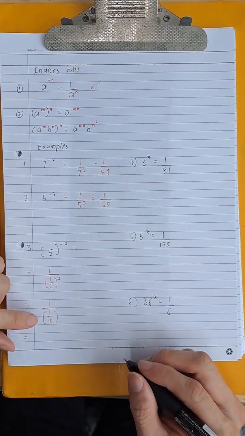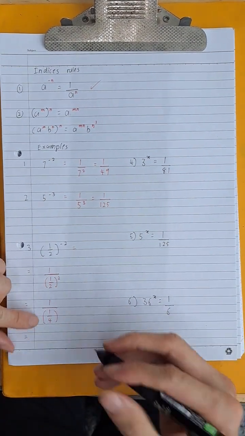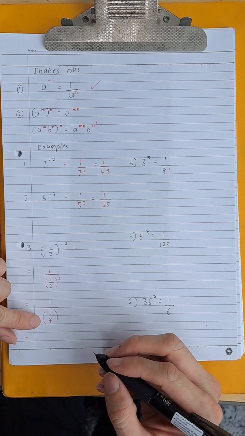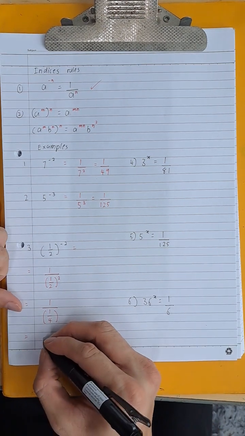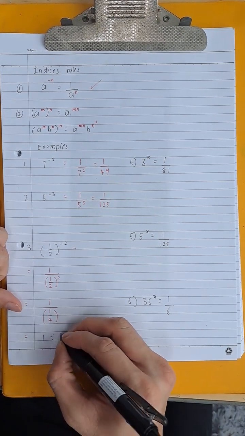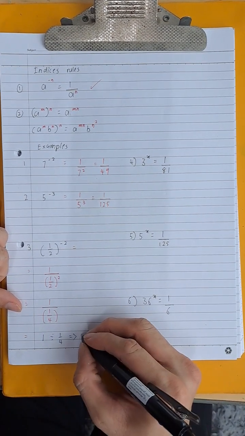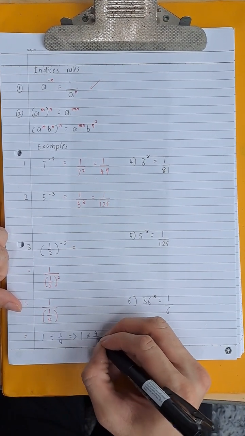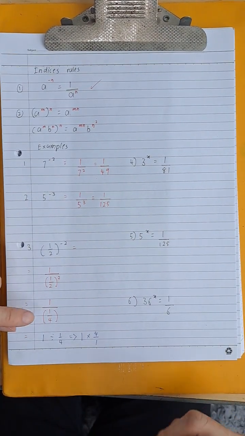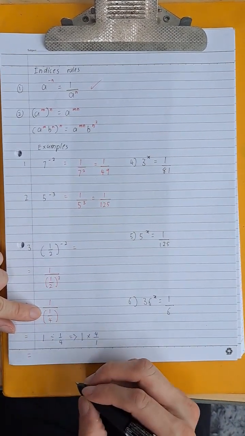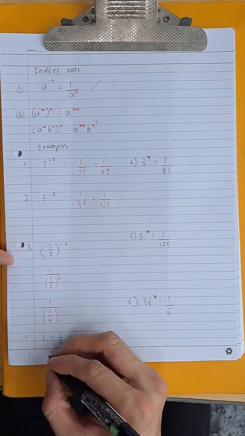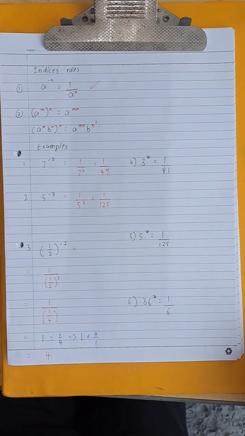Now we can work this out by just taking 1 divided by 1 over 4. It can be written like this: 1 divided by 1 over 4. And we can change this to 1 multiplied by 4 over 1. So if we simplify this, our final answer will be just 4.